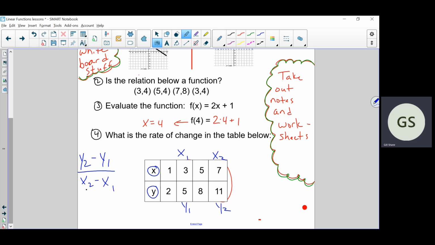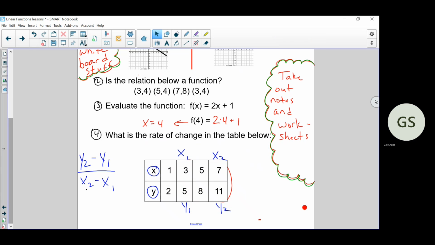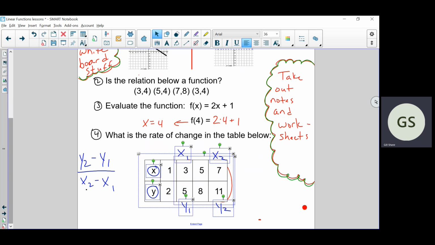Let's do this also, if I can get it to work. Probably won't, but we'll see. Nope, I don't know why it doesn't do that. It's so weird.